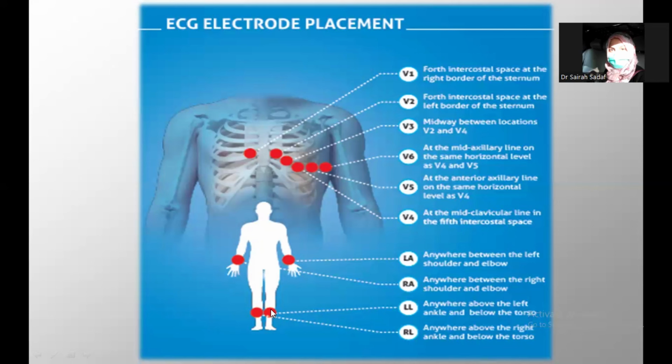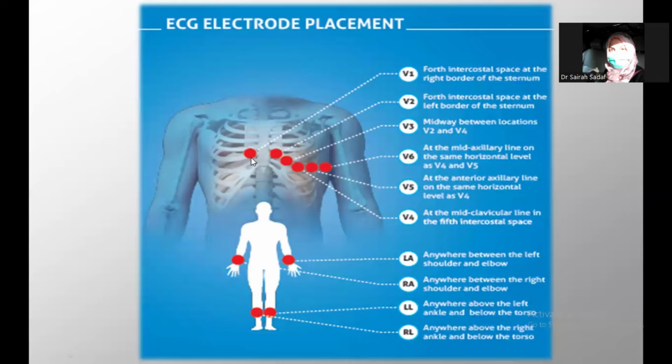On the legs, you can place the electrode here, and you can go up till here, just below the torso. You can place the electrode anywhere in this area, right? And this one, my dear, is the neutral one. We don't count it, but yes, we place it. It doesn't count as a proper electrode that records anything. So it's a neutral one.